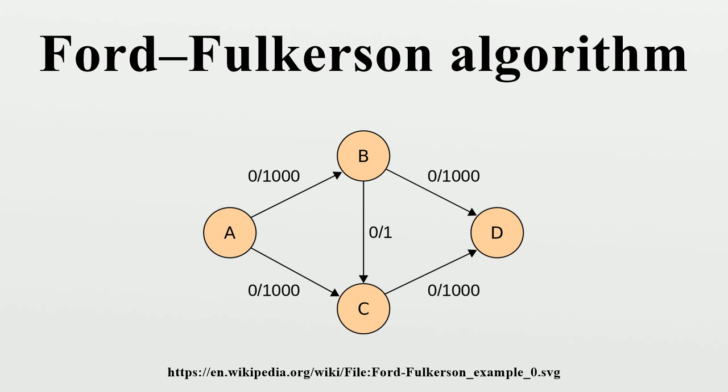We define the residual network to be the network with capacity c minus f and no flow. Notice that it can happen that a flow from v to u is allowed in the residual network, though disallowed in the original network.